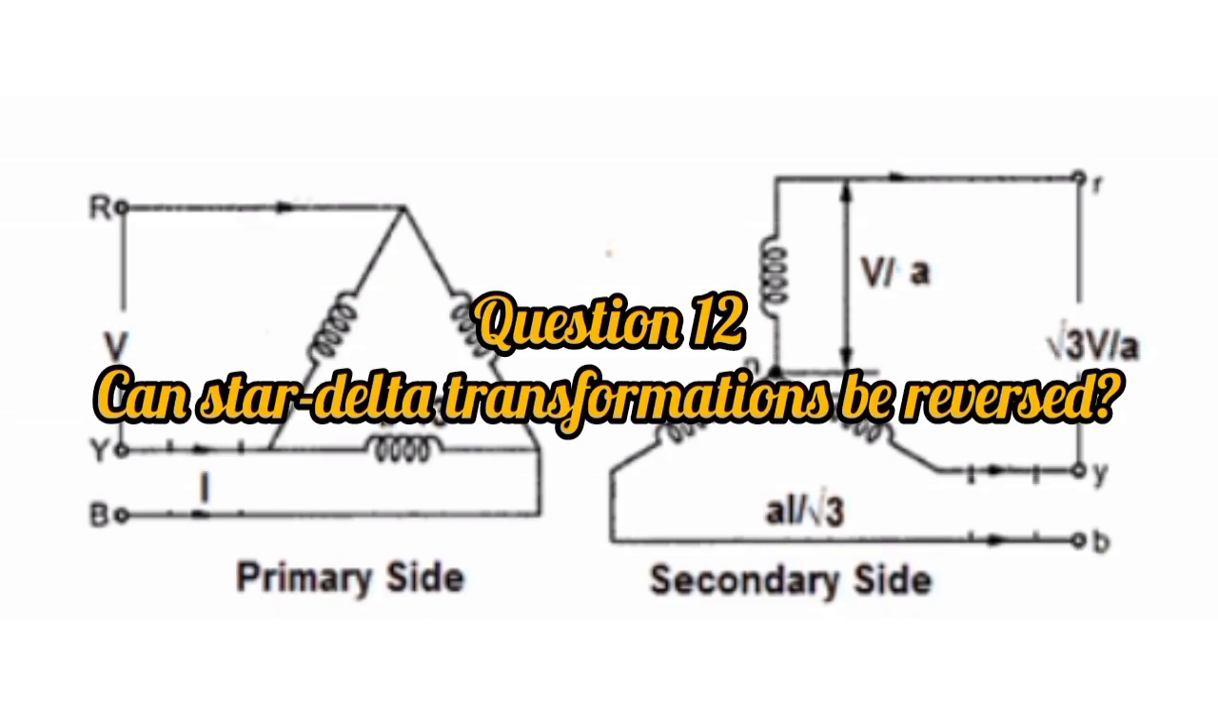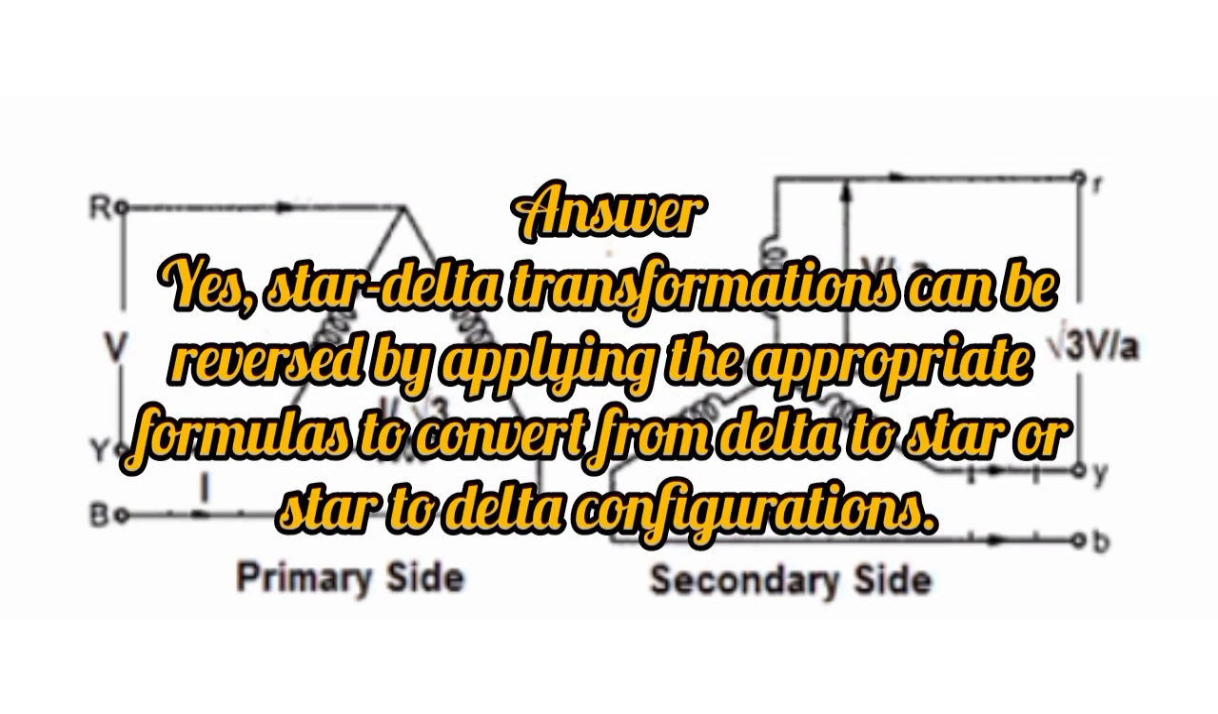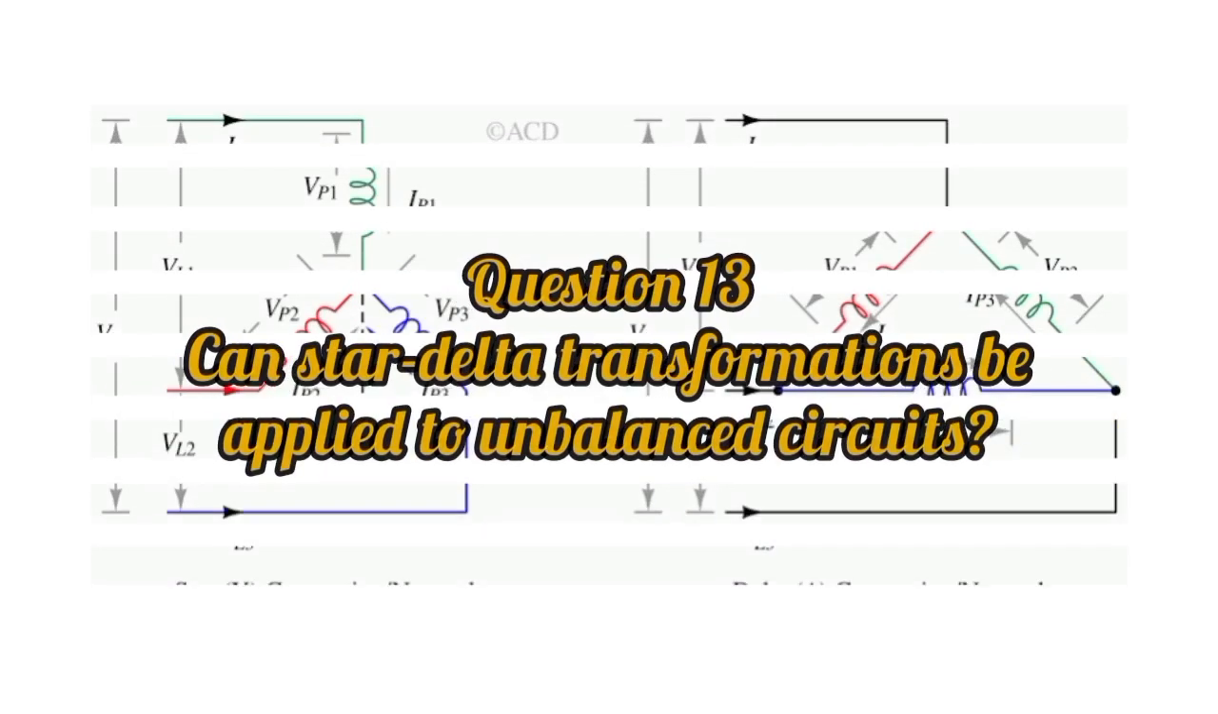Question 12. Can star-delta transformations be reversed? Answer. Yes. Star-delta transformations can be reversed by applying the appropriate formulas to convert from delta to star or star to delta configurations.